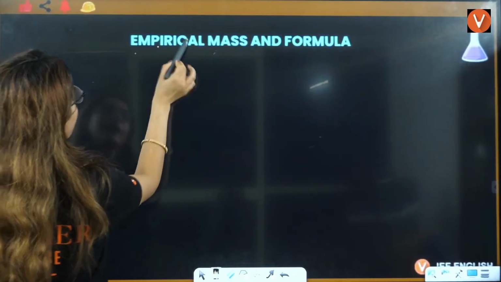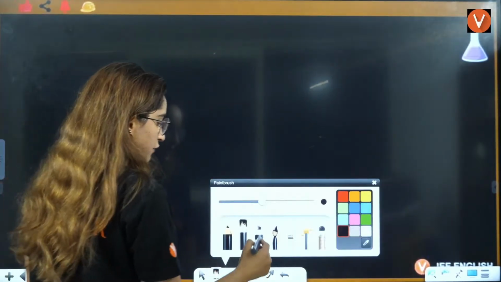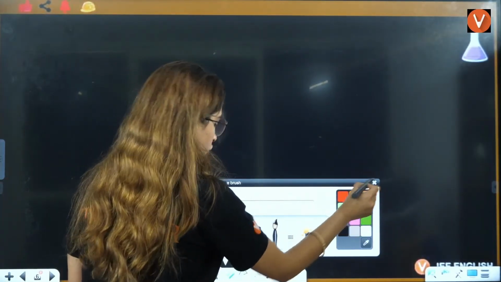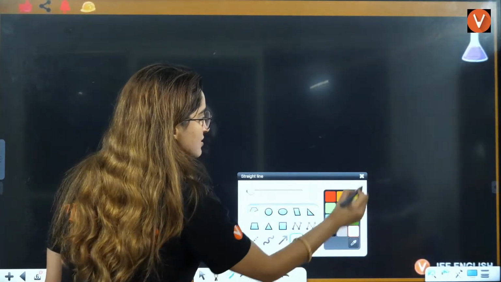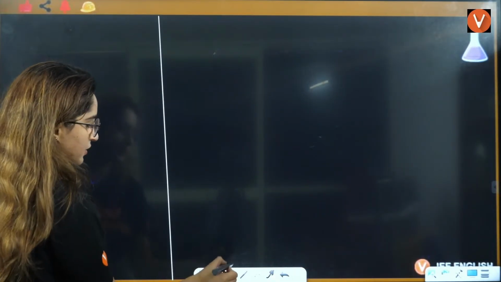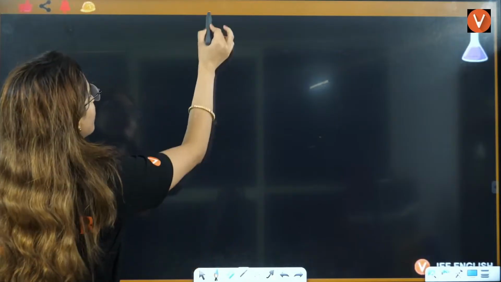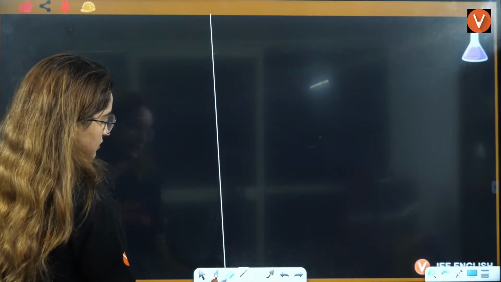Now I'll define something here. I'll give you a flow chart. Firstly, I'll give you two formulas here, then we will learn the flow chart, okay? Two formulas are very important. I'll just write these two formulas here.